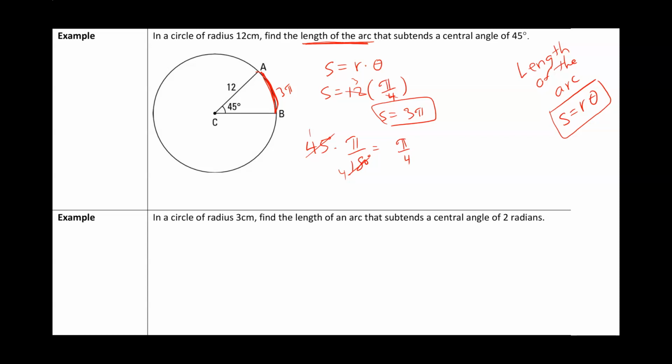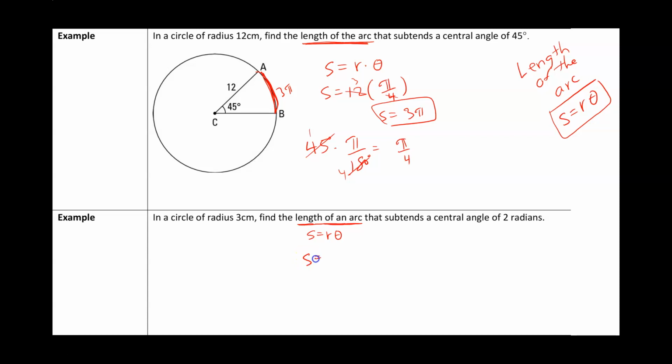Next example: in a circle of radius 3 centimeters, find the length of the arc that subtends an angle of 2 radians. Once again, anytime you have the arc length of an arc, immediately you're going to use this formula S equals r theta. There are going to be many formulas in this chapter, so we have to know which formula correlates to which statement. So the arc length always is going to be r times theta.